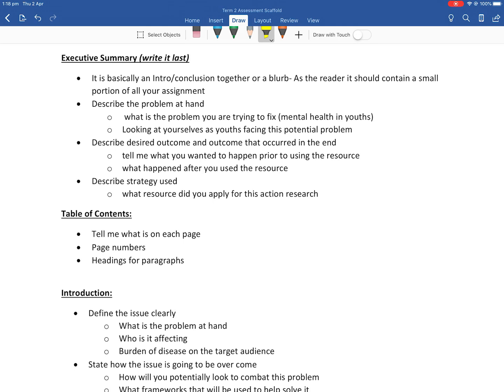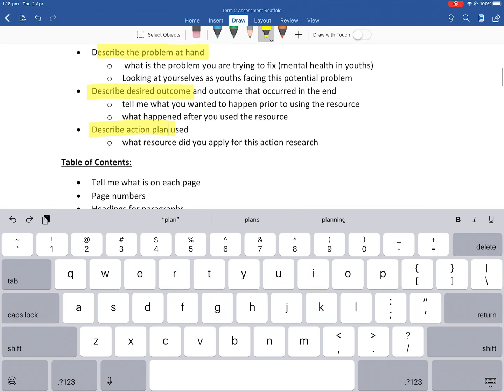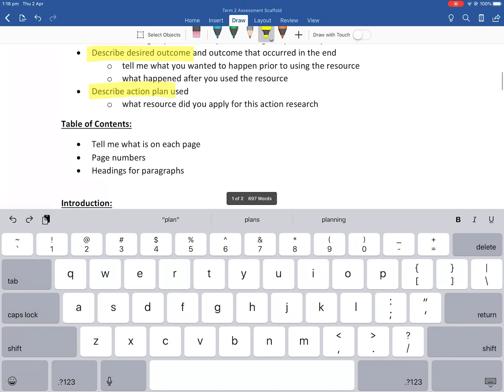Ideally, you are giving me a very, very brief overview of what is going to happen in this report. As it says there, you need to describe the problem at hand, the desired outcome, and also the strategy that you use. The strategy is probably best worded as your action plan. So what action plan did you use? All of the sub-dot points are pretty simple and fall under what we're just saying there.